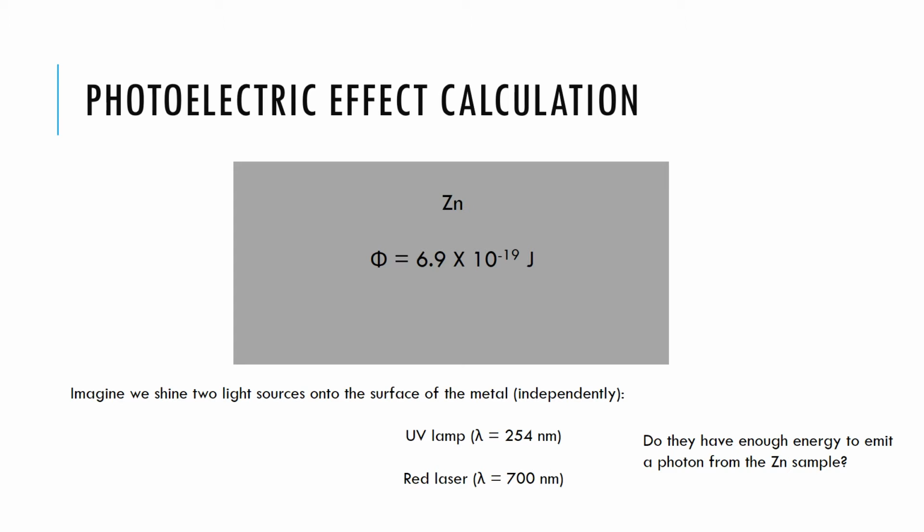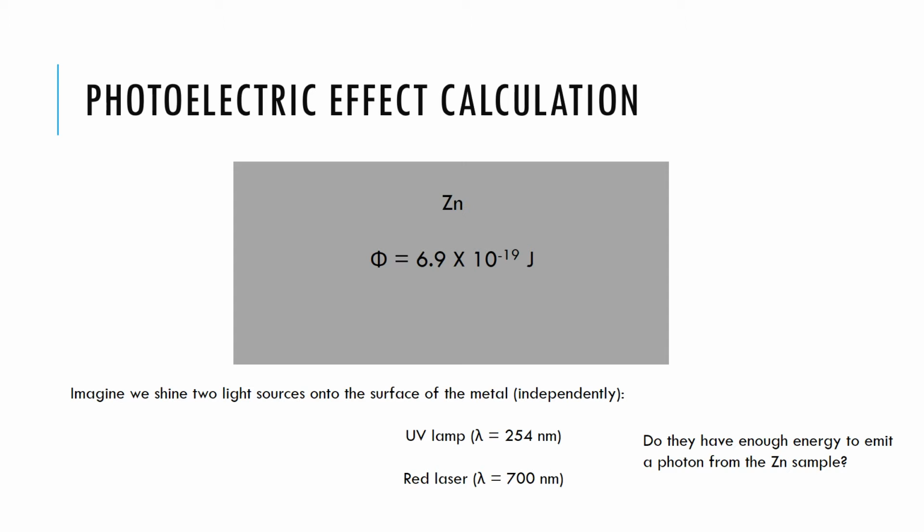Let's do a calculation then that takes these concepts and works out whether or not we can expect to see an electron ejected from the surface of a zinc sample. So let's imagine that I have a zinc surface, and that zinc surface, or the atoms within that zinc, have a work function of 6.9 times 10 to the minus 19 joules. That means we've got to shine light onto that surface that has an energy greater than 6.9 times 10 to the minus 19 joules in order to observe the ejection of an electron.